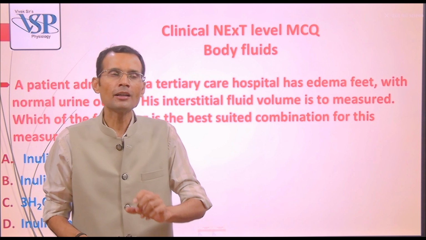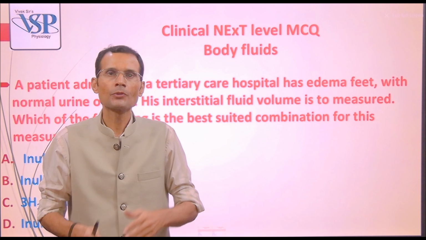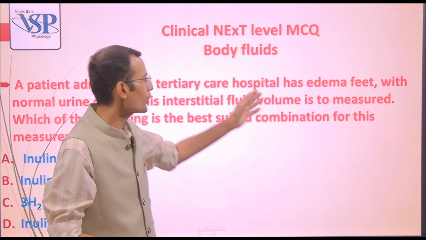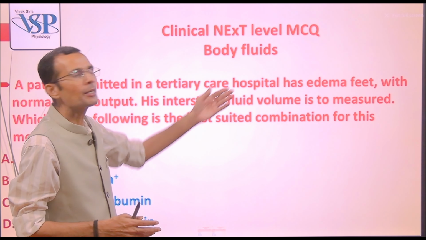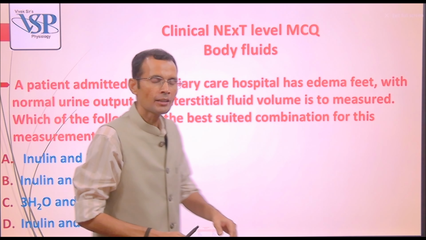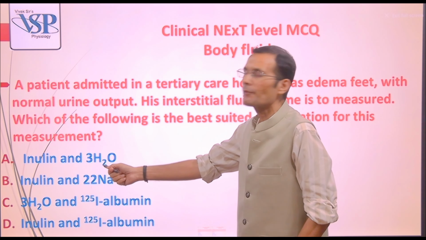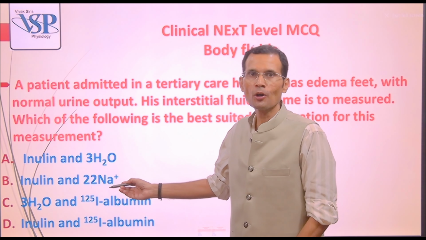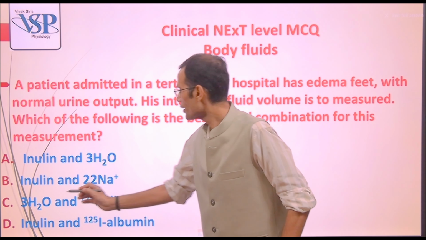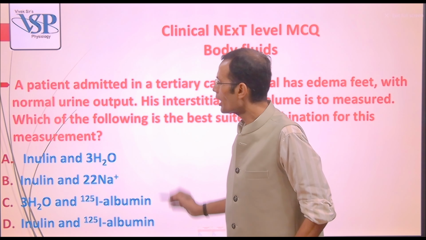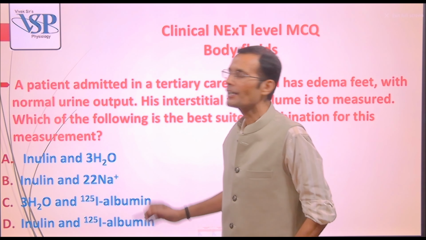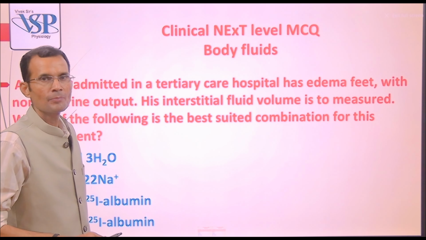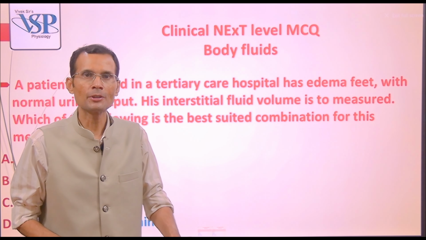So it is on the indicator dilution method, by which you want to derive the interstitial fluid volume of this patient, because he has got expansion of the interstitial fluid volume, edema. And the options are inulin and heavy water or 3H2O, inulin and radioisotope of sodium, or heavy water and radiolabeled albumin, or inulin and radiolabeled albumin. What's the answer? It's D, inulin and radiolabeled albumin.